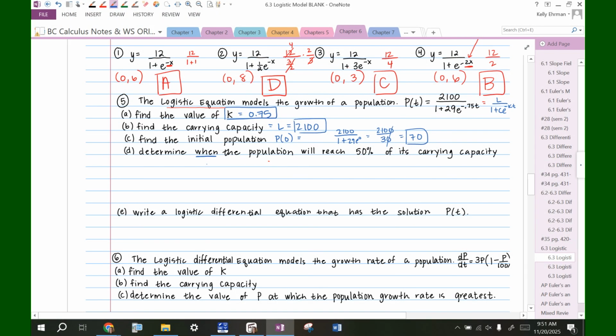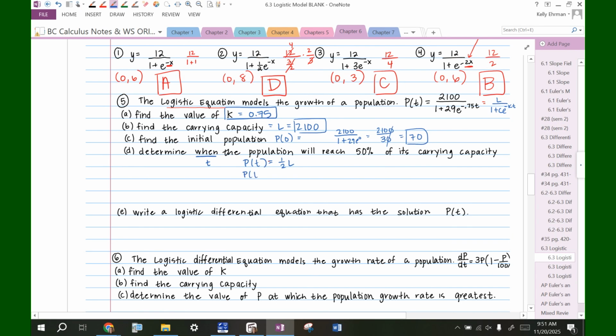Determine when, which is T, the population will reach 50% of its carrying capacity. So that happens at a point of inflection, but I don't want to overcomplicate things. When will we reach 50% of carrying capacity? This is just saying set P of T equal to half of L.